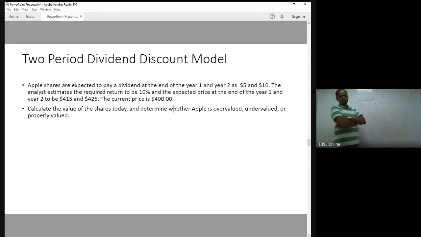Apple shares are expected to pay a dividend at the end of year 1 and year 2: $5 and $10. The analyst estimates the required rate of return to be 10%, and the expected price at the end of year 1 and 2 to be 415 and 425. The current price is 400.